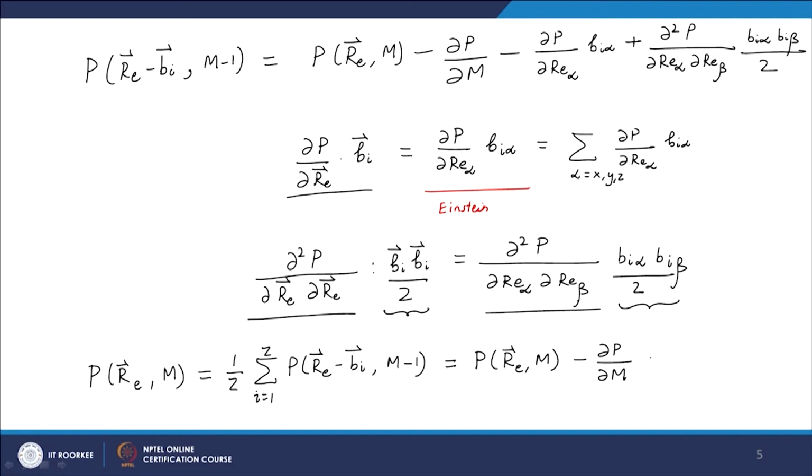For the third term, however, we now have to sum over all the values of i which are possible. And now you must note that this must be equal to 0 because the available direction vectors add to 0 in the case of the z dimensional random walk.